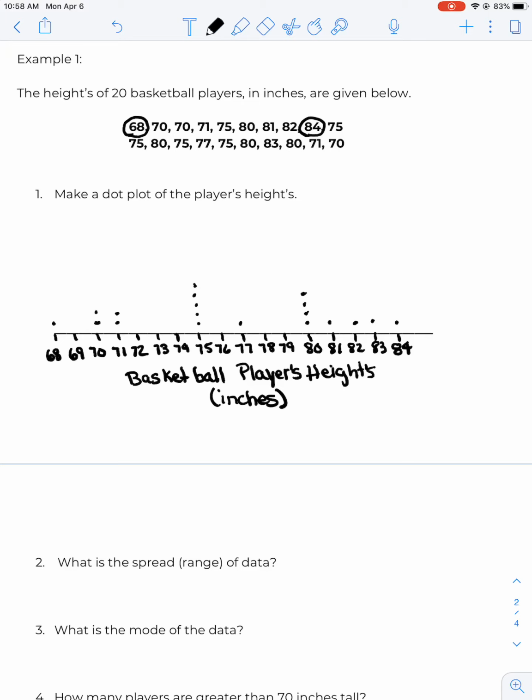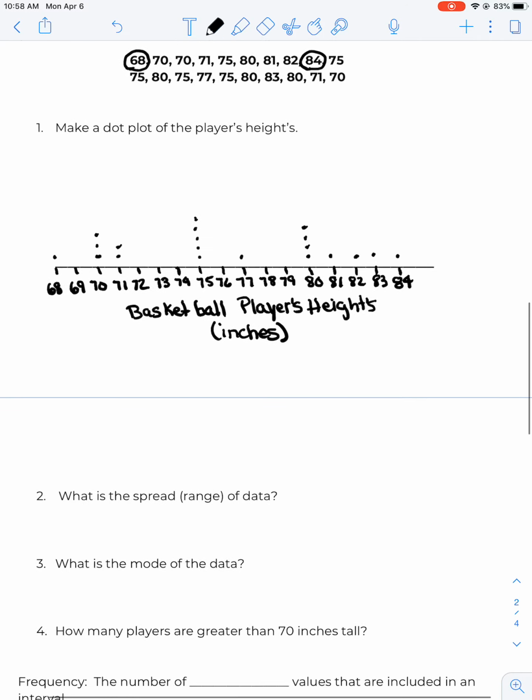71, and 70. What I would do is count the dots to make sure that you've included all of the numbers that you needed. In this case, 20 of them. So I'm going to count them: 1, 2, 3, 4, 5, 6, 7, 8, 9, 10, 11, 12, 13, 14, 15, 16, 17, 18, 19, 20. So I do have all 20.